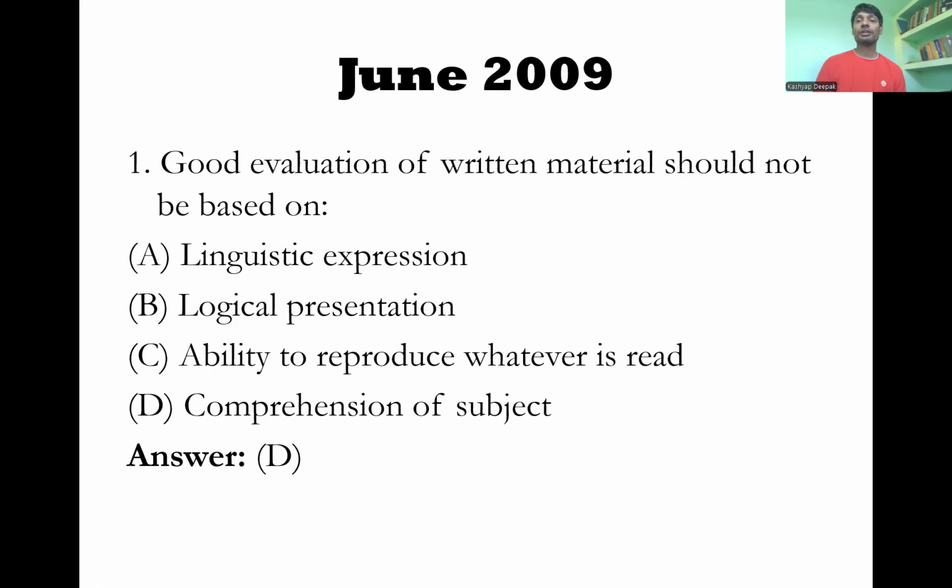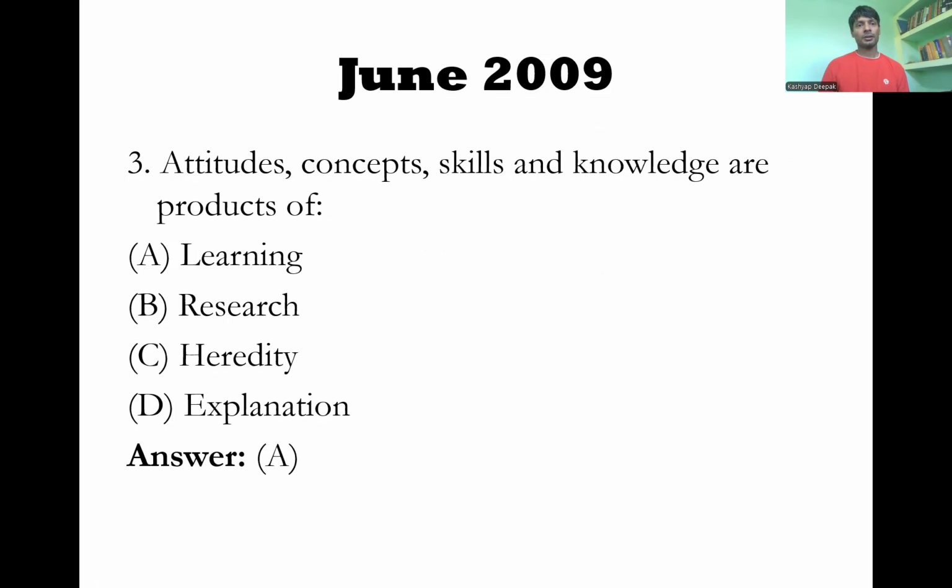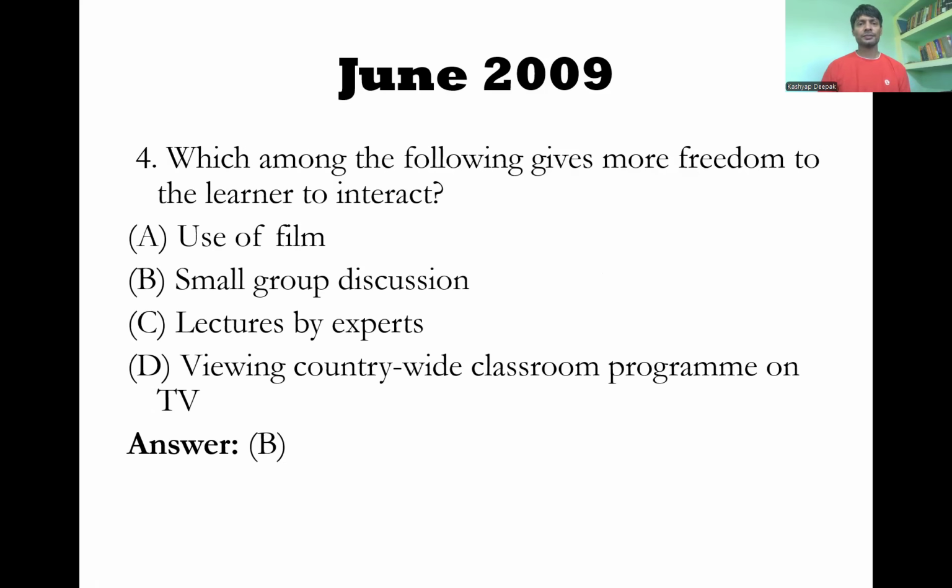Good evaluation of written material should not be based on linguistic expression, logical presentation, ability to reproduce whatever is read, or comprehension of the subject. So comprehension is the wrong way. It should not. Attitude, concept, skills, and knowledge are products of learning, research, heredity, or explanation. The answer is learning. Very simple question.